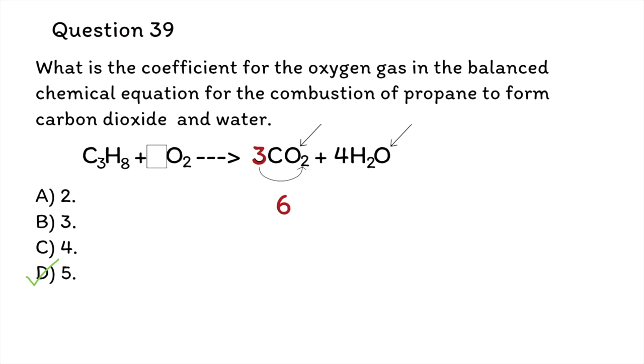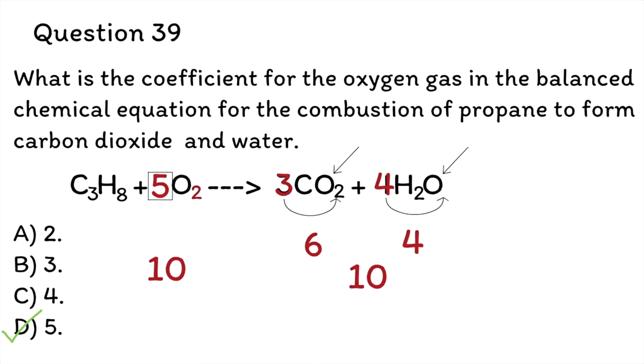For the water, we have 4 times 1. This will give us 4. Again, remember the preceding 4 multiplies both the hydrogen and the oxygen. The total number of oxygen atoms is therefore 10. To balance it out, we need 10 atoms of oxygen on the left side. So we can put 5 molecules here. The 5 will multiply the 2 to get 10. Now the molecules of oxygen is the same on both sides, so it is balanced. Please, it's important you practice more examples on this.